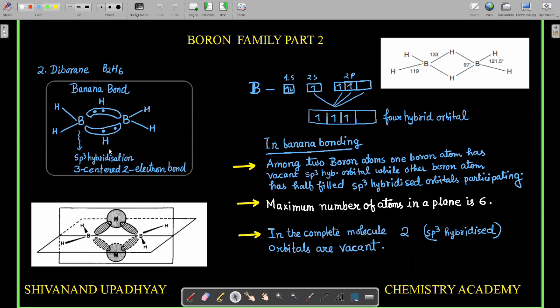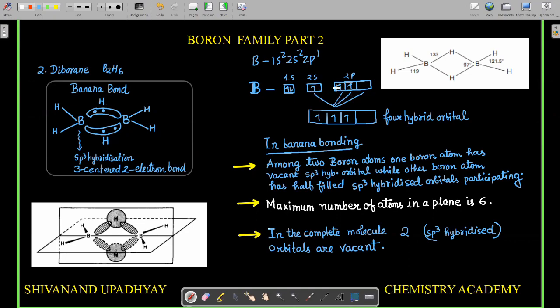So let us discuss. Boron in ground state has this electronic configuration. Boron has 5 electrons, so the electronic configuration is 1s2, 2s2 and 2p1. So in ground state, there is only 1 unpaired electron. In the first excited state, there will be 3 unpaired electrons. Now, since it is sp3 hybridized, one 2s atomic orbital and 3 2p atomic orbitals will combine to form 4 sp3 hybridized orbitals.